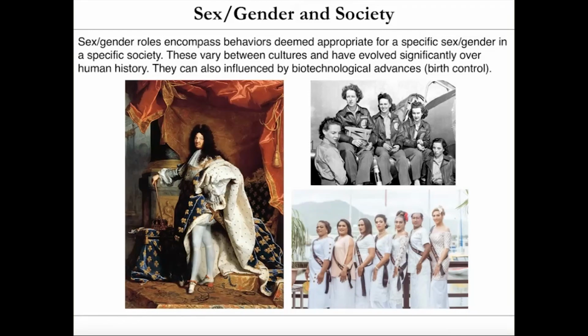So, sex or gender roles can basically be described in the simplest terms as behaviors which are appropriate for a specific sex or gender in a specific society. So, obviously, since the beginning, even in hunter-gatherer societies, the fact that females can bear children alters their roles significantly from males in that society. But we can see it's a very interesting topic in a lot of different stuff.